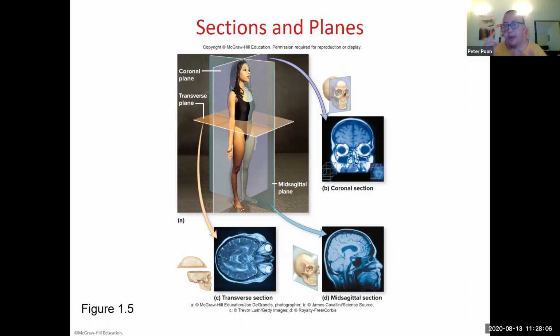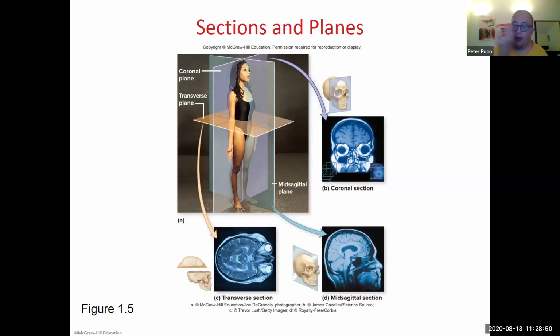So there are 3 different planes: the coronal plane, the transverse plane, and the sagittal plane. With coronal, you're separating the human body into front and back, or anterior and posterior sections. With the transverse, you're separating the human body into a top and a bottom. A sagittal section separates left and right. A mid-sagittal is where you perfectly split down the exact middle.